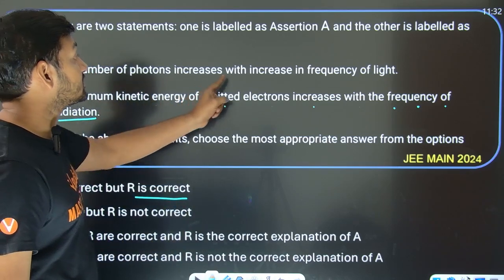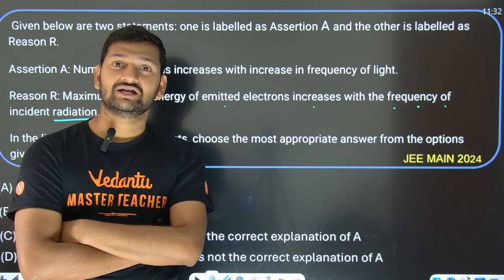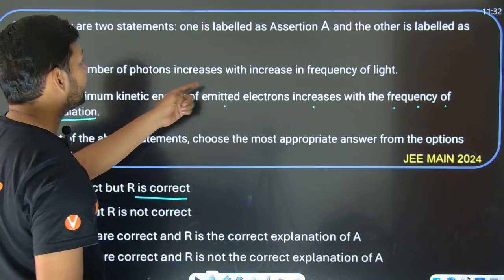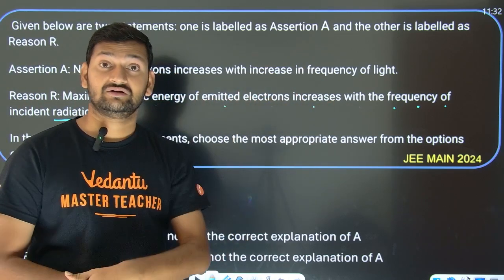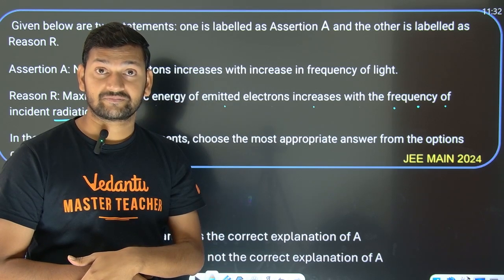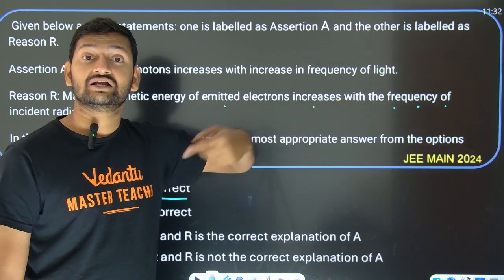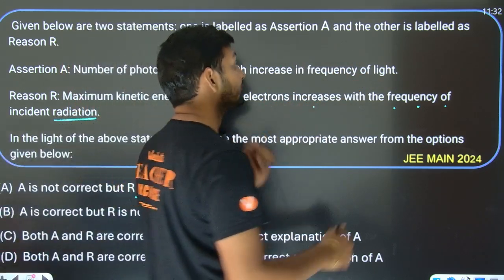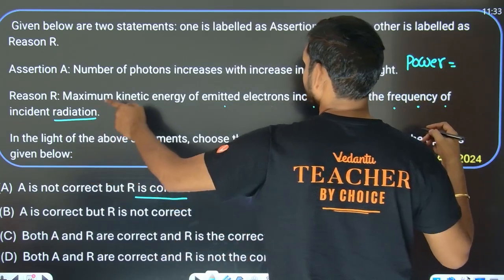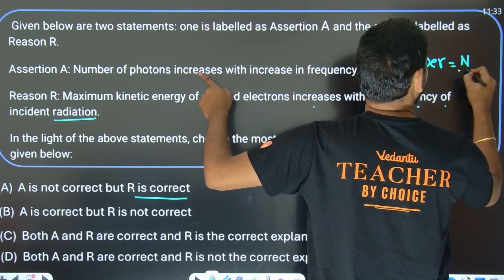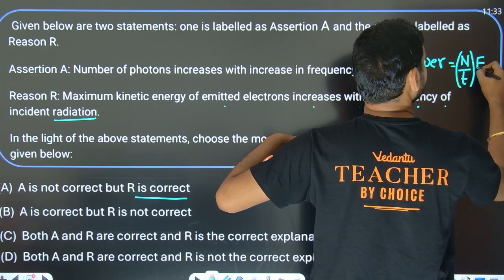Number of photons increases with increase in frequency of light. Do you think it is going to be proper to say like that? They have to mention whether the source has the same power or not. If the power is not going to be changed, then what will happen? If you increase frequency, actually the number of photons should decrease. Why? Look, power can be written as what? N by T, that is the number of photons coming out per unit time, into the energy of each photon.